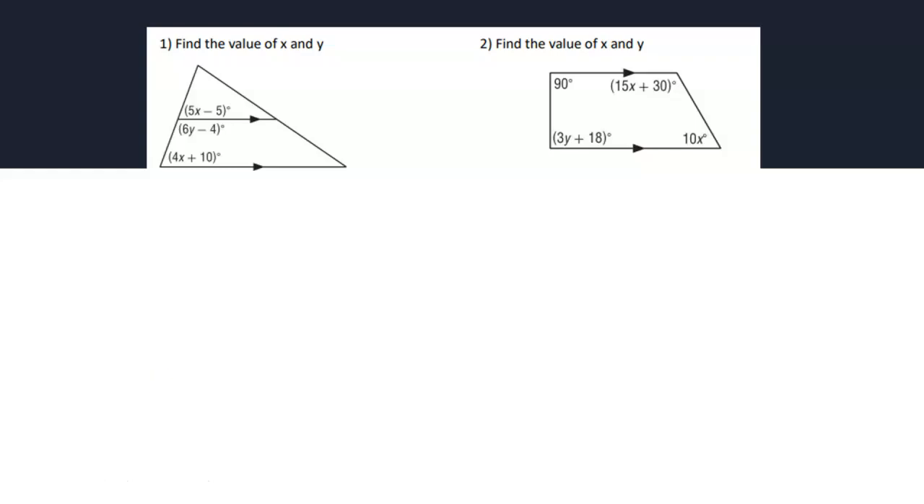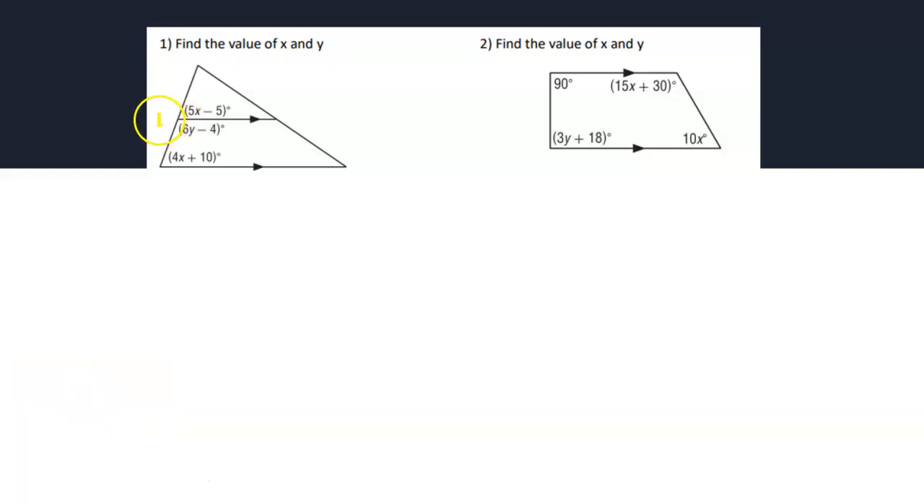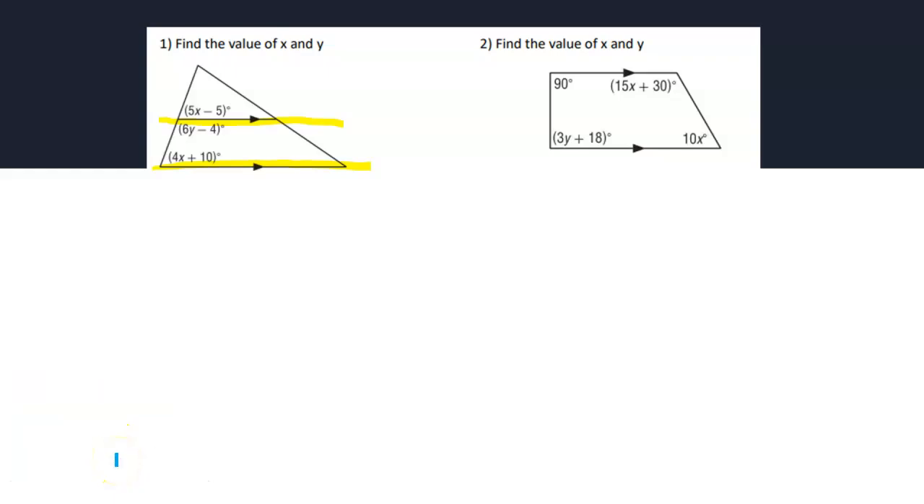My general advice is to highlight or mark your lines somehow. So consistently I'm going to try to mark my parallel lines with a yellow highlight. And then what I want to do is also mark my transversal.